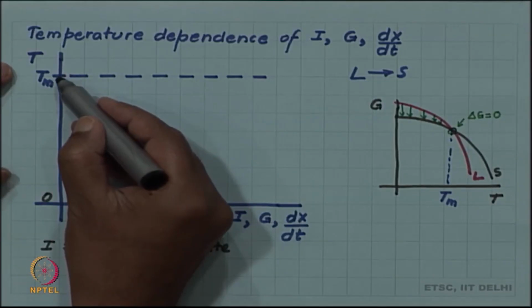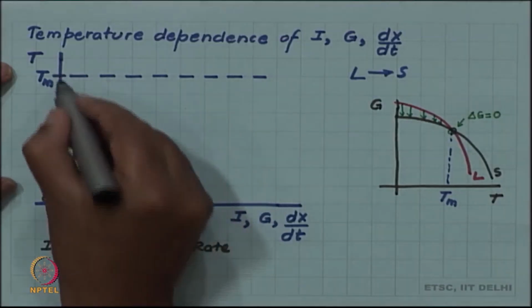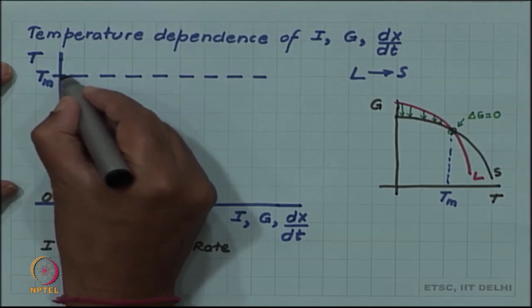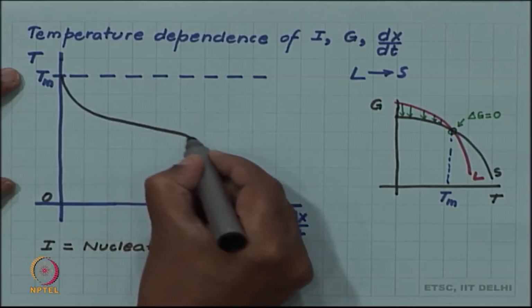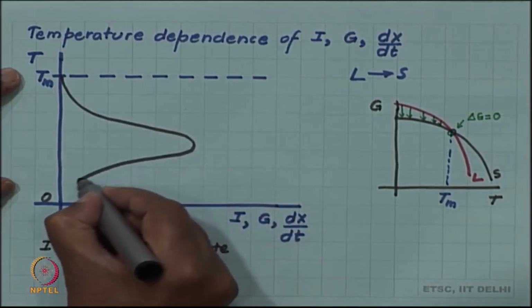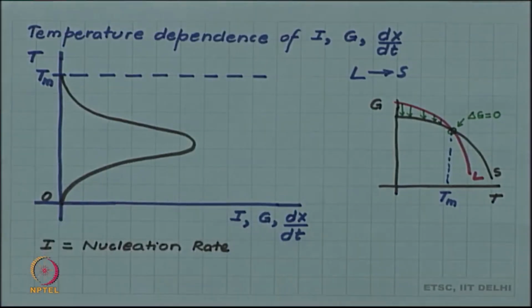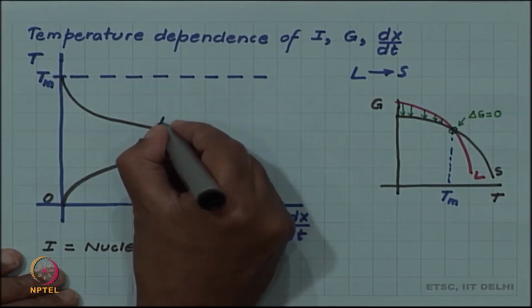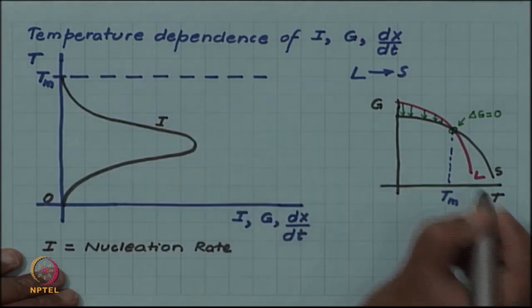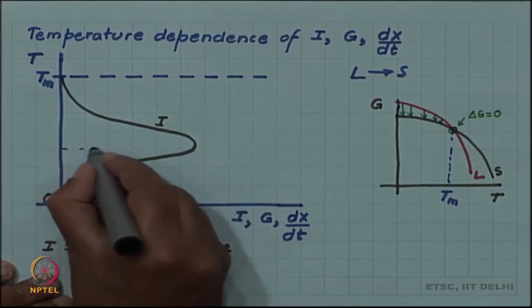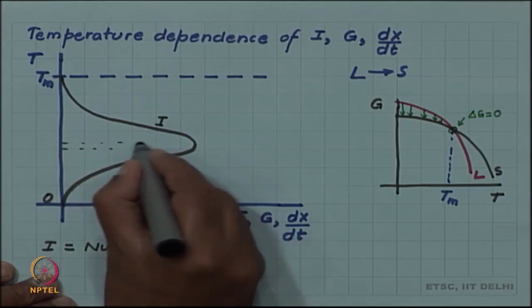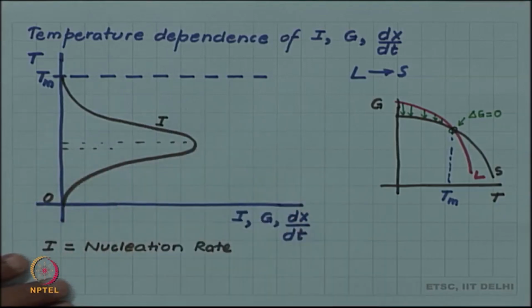So, at the melting point, rate is 0 because you are having no driving force, then the rate builds up and then it again falls to 0 value as the temperature falls because of the atomic mobility. So, finally, the nucleation rate I will look something like this and will have a maximum at some temperature. So, at this temperature, it is having a maximum value.